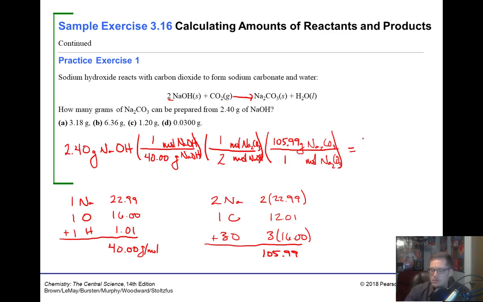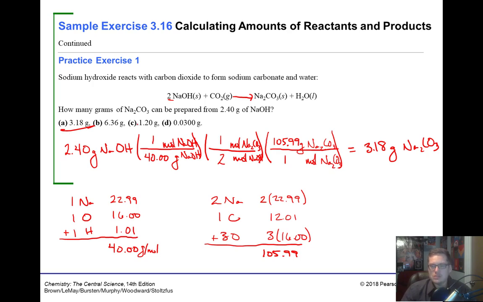So now we just plug it into our calculator. Remember, do it all in one step to reduce rounding errors. We take 2.40 divided by 40 divided by 2 times 105.99. I got 3.1797, and we need 3 sig figs, so it becomes 3.18 grams of Na2CO3, which is A right there.